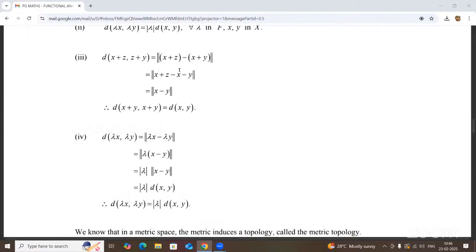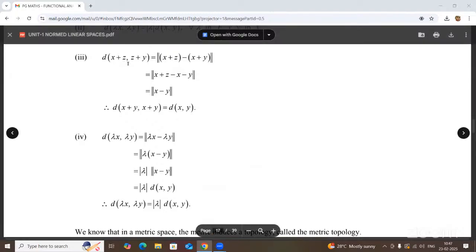Now for the third condition, we will see that d of x plus z and z plus y can be written, from the definition, as norm of x plus z minus z plus y. Here we treat this as z, not x. Please rectify this mistake in your textbook, because it is a big blunder. Now, x plus z is some x, and z plus y is some y.